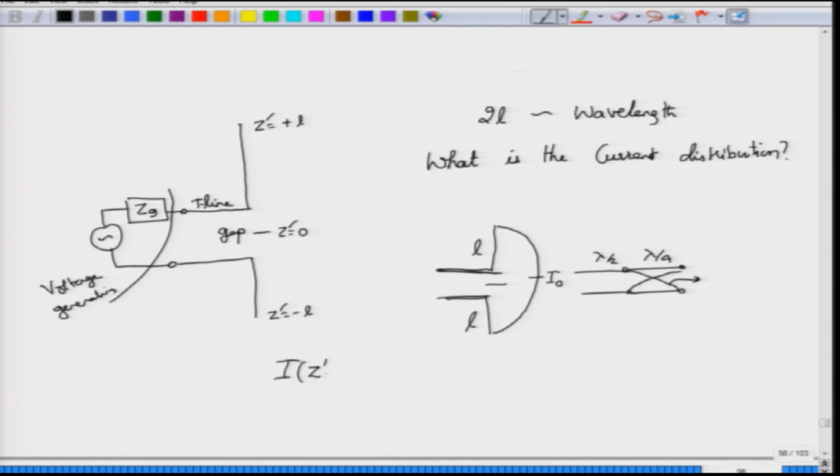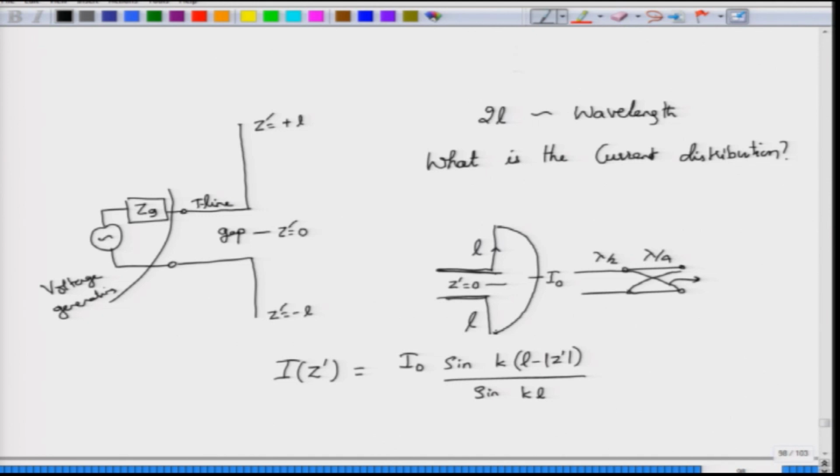So, I of z prime, which is how the current would be on this particular antenna, would be equal to some I 0, which is the maximum of the current, times sin k(L minus magnitude of z prime). I will tell you the reason why I am writing this as L minus magnitude of z prime, and then I have sin of k L. At z prime equal to 0, which is at the feed point of the antenna, you have sin k L by sin k L, so the current will be I 0, and then it will go to 0 at the edges.